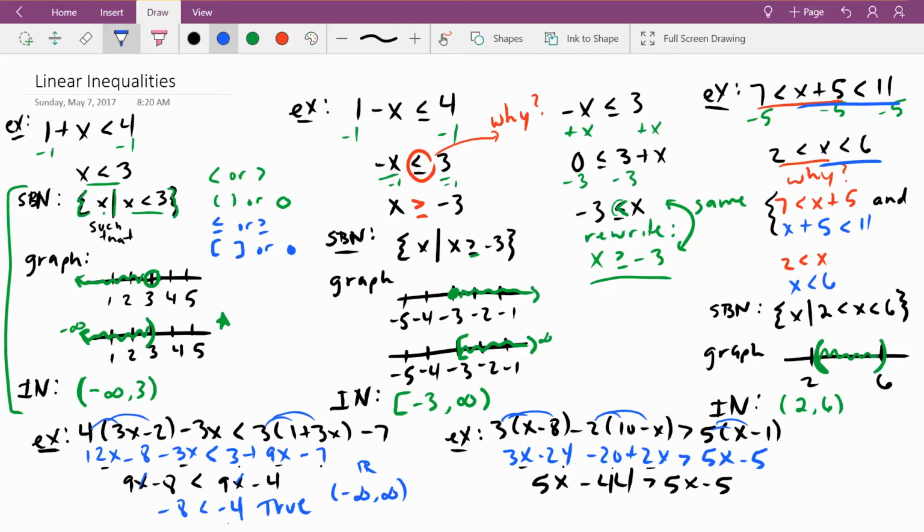Again, subtracting 5x on both sides, these are going to cancel, and we have negative 44 greater than negative 5. No, that is not true, right? That's false. Negative 44 is not greater than negative 5. If you end up with a false statement, what does that mean? It means no solution. There is no x that would ever make this inequality true. It's the empty set, no solution.